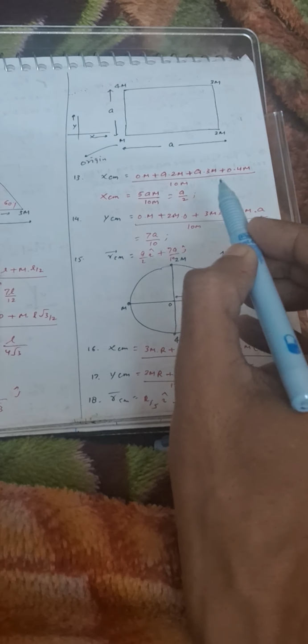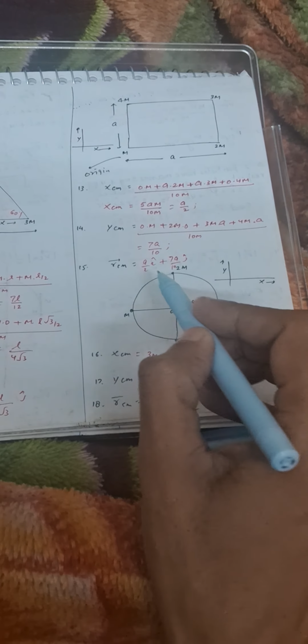Next is the position vector of center of mass. That will be 7L by 12 i plus L by 4 root 3 j. Next, we are given a square, and some masses are placed at the corners of the square. The first question is XCM. Using (m1 x1 plus m2 x2 plus m3 x3 plus m4 x4) by the summation of the masses, we have x center of mass as a by 2. Next is y center of mass as 7a by 10 using the same expression. Then the position vector of center of mass is a by 2 i cap plus 7a by 10 j cap.